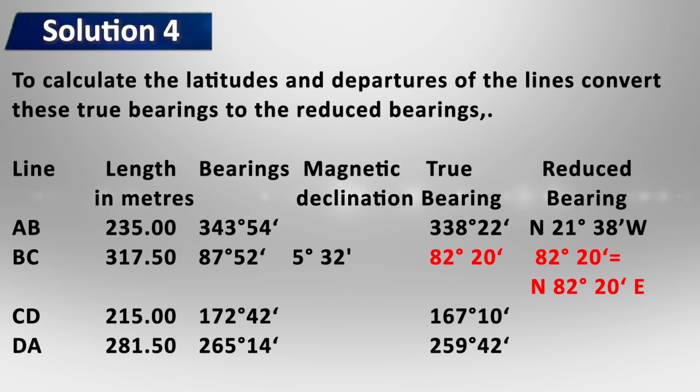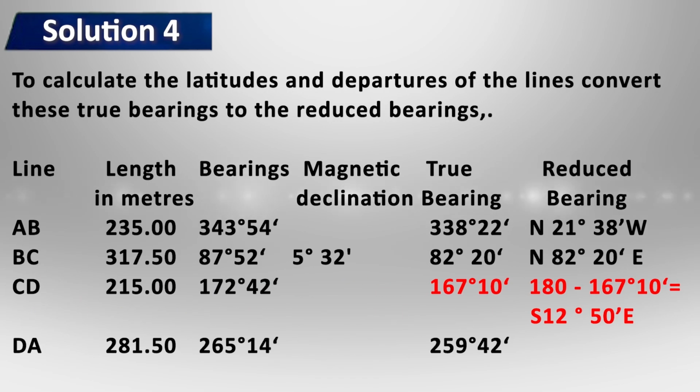The whole circle bearing of line BC is 82 degree 20 minutes measured from north in clockwise direction. The value is less than 90 degree, so the line is in northeast quadrant. That means in reduced bearing system, it will be designated as north towards east, and the values would be the same as both readings are taken from north towards the east. So the reduced bearing would be north 82 degree 20 minutes east.